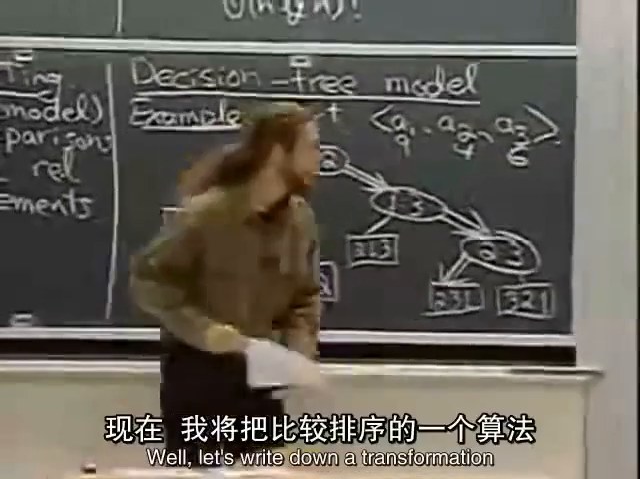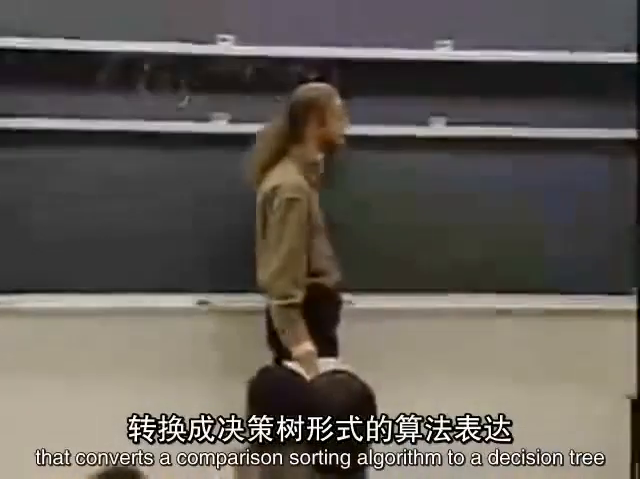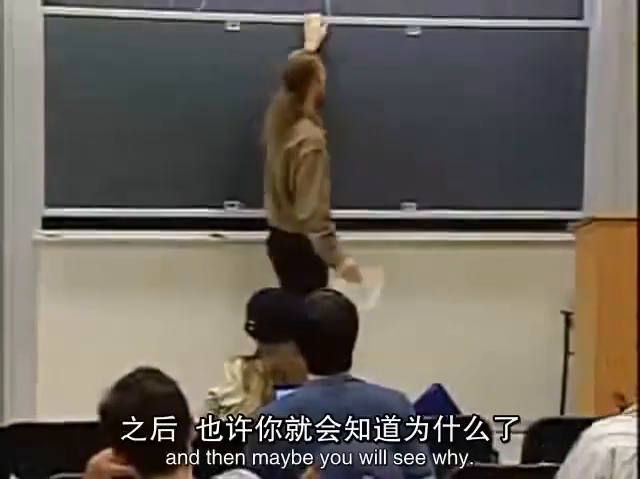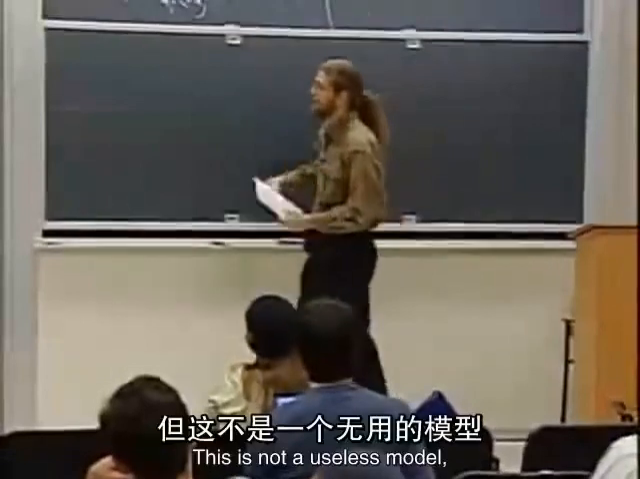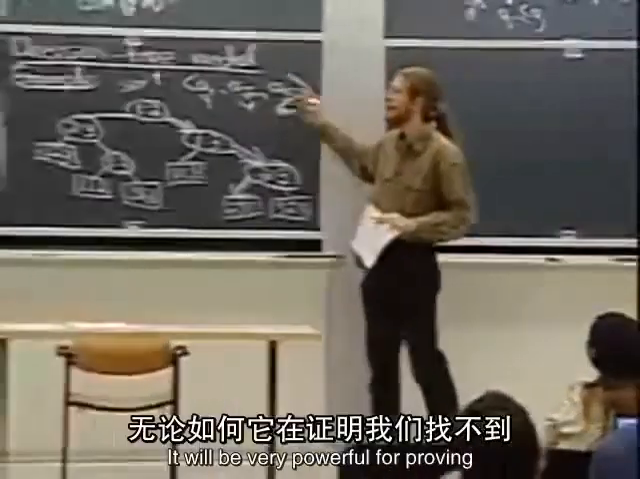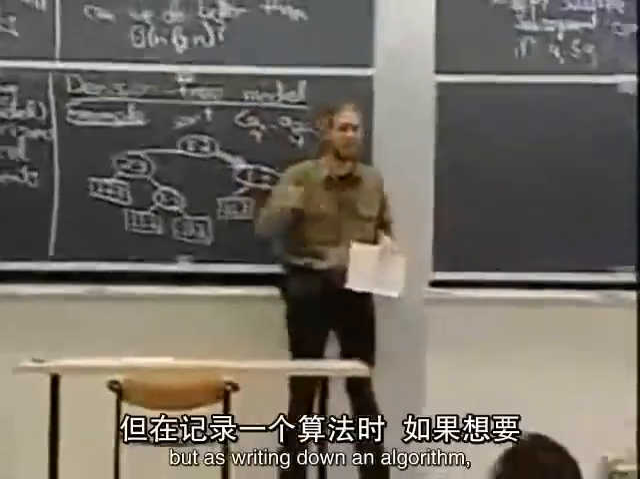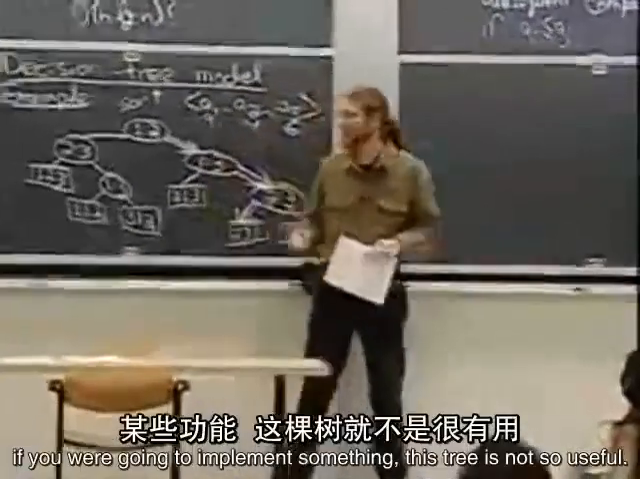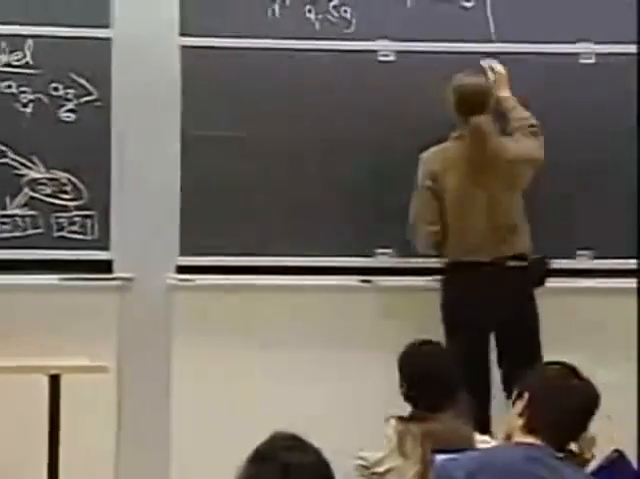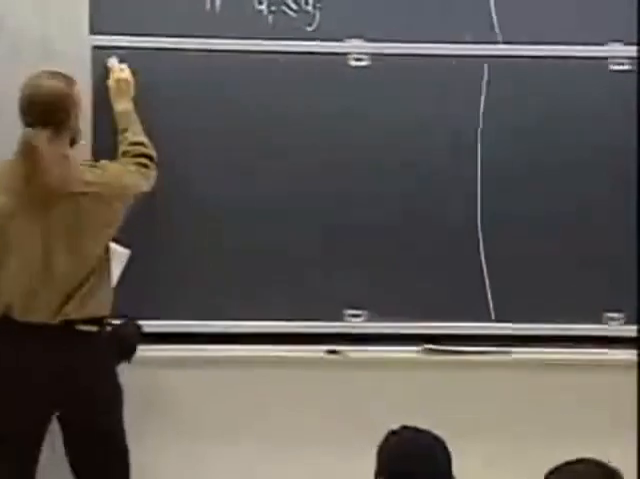Okay, well let's write down a transformation that converts a comparison sorting algorithm to a decision tree. And then maybe you'll see why this is not a useless model. Obviously, I wouldn't be telling you otherwise. It will be very powerful for proving that we can't do better than n log n. But as writing down an algorithm, if you were going to implement something, this tree is not so useful. Even if you had a decision tree computer, whatever that is.